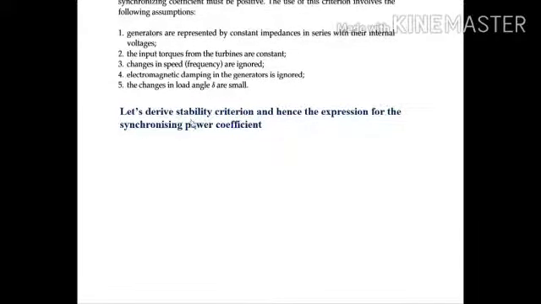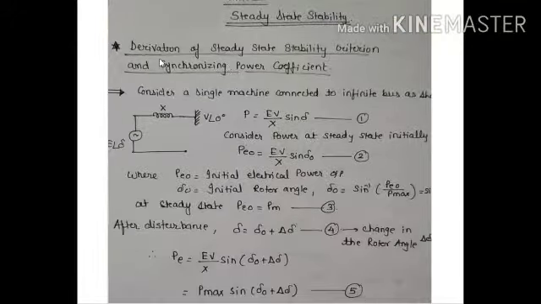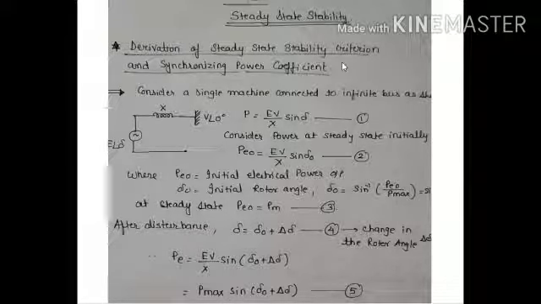Right? Let us derive the stability criteria and hence the expression for the synchronizing power coefficient. Okay, so be attentive and note it carefully. This derivation of the steady state stability criteria and synchronizing power coefficient is important from your university exam point of view. They always ask for even 8 to 10 marks, right?